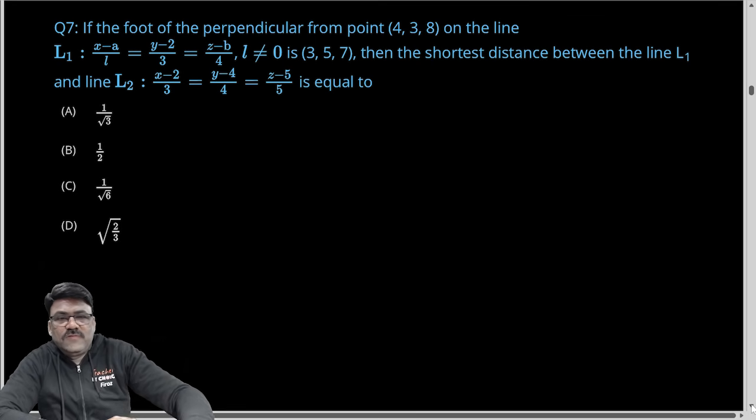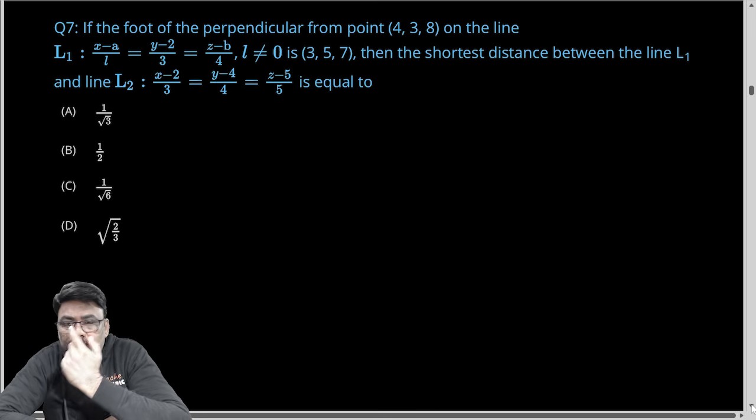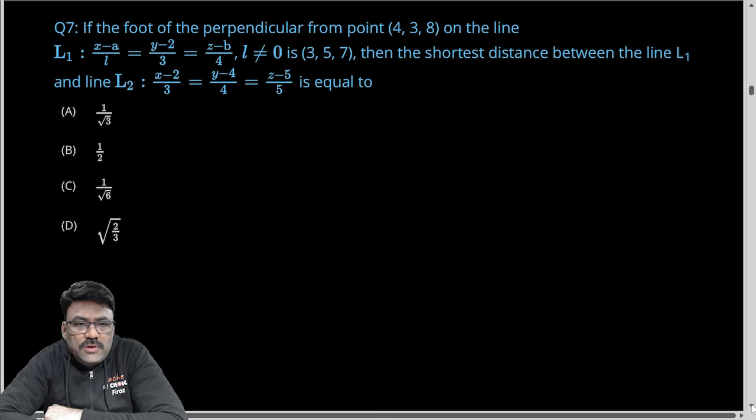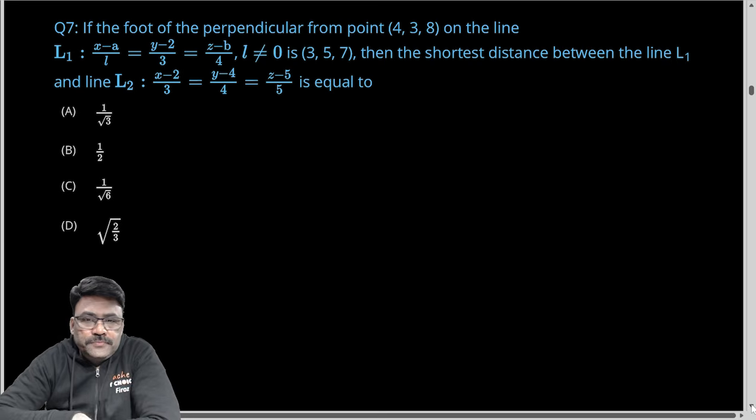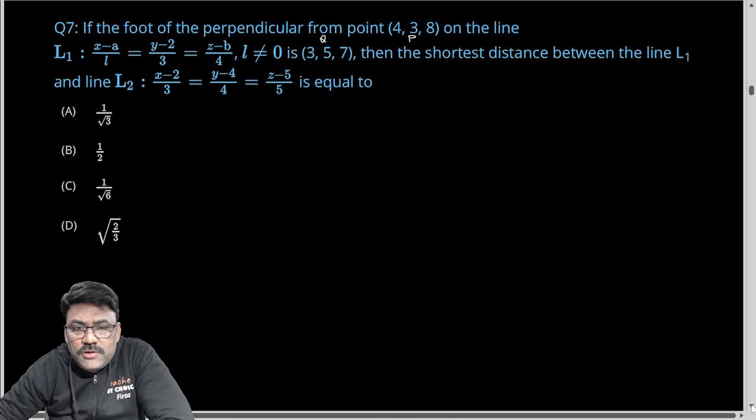Okay, see this question. This is from 3D. Two lines are given to you, L1 and L2. Then they are saying the foot of the perpendicular from 4, 3, 8 on this line L1 is 3, 5, 7. Then you have to find the shortest distance between L1 and L2. Let me call this point 4, 3, 8 as P, and the foot of the perpendicular, let me call this point as Q.